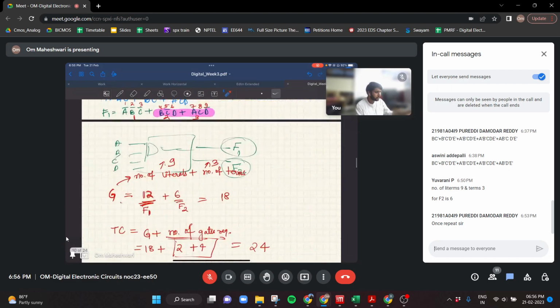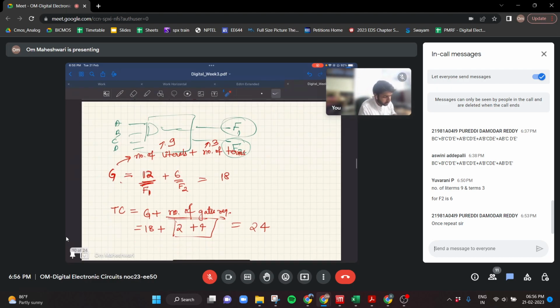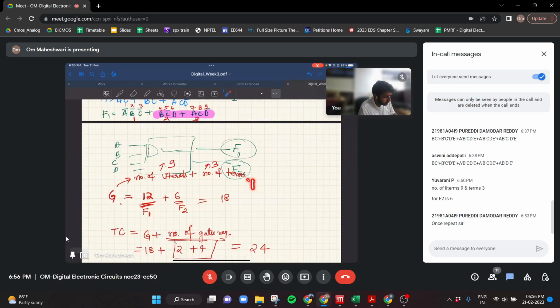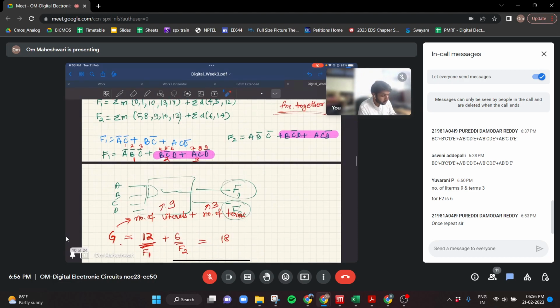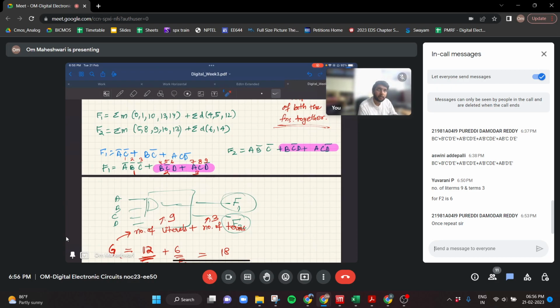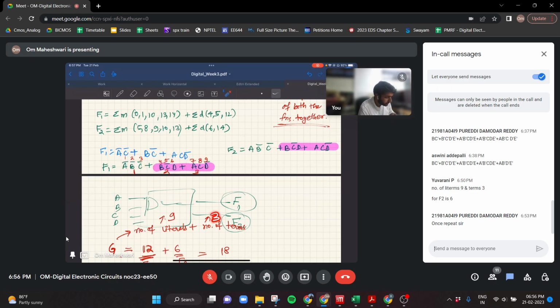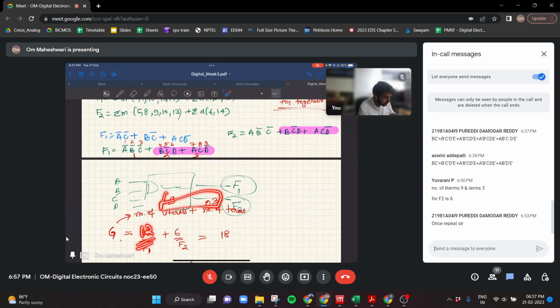Now they have asked what is the total cost. Total cost is given by TC equals G plus number of gates. Here, what is G? G is number of literals plus number of terms. Number of literals means how many alphabets we have here. So 1, 2, 3, 4, 5, 6, 7, 8, 9. We have 9 literals here. And number of terms in F1, we have 1, 2, and 3 terms. So 9 plus 3 is 12 for F1.